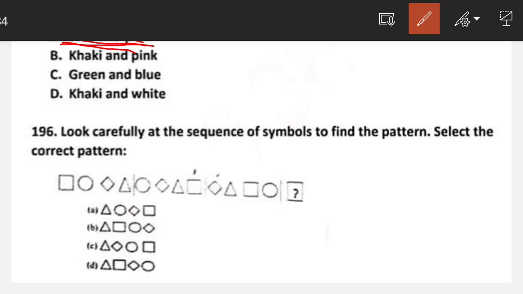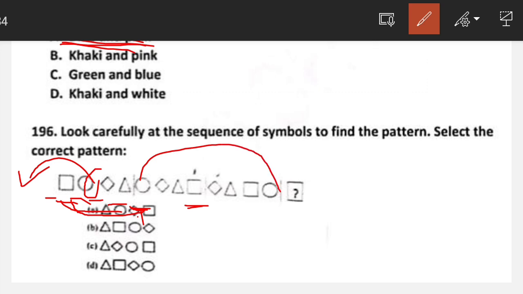Question number 196 is look carefully at the sequence of symbols to find the pattern. Select the correct option. Here is the square and here is the circle. Here is the trapezium and here is the triangle. In the other situation, the second figure comes at the first, whereas the first figure goes to the last. So the circle reaches at the first number, and the square will go to the last number.